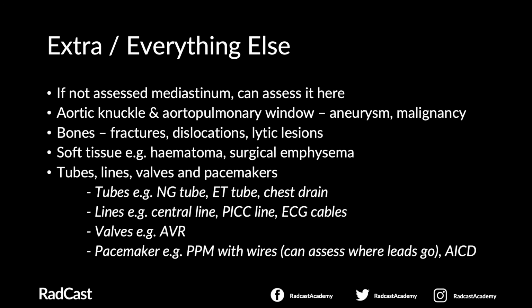Finally, let's now come to E in the Dr. ABCDE method. E stands for extra or everything else. If you haven't assessed the mediastinum, it can be assessed now. Check the aortic knuckle and the aortopulmonary window for signs of aneurysm or malignancy. Look at the bones, including the ribs. Check for signs of fractures, dislocations, or any lytic lesions.